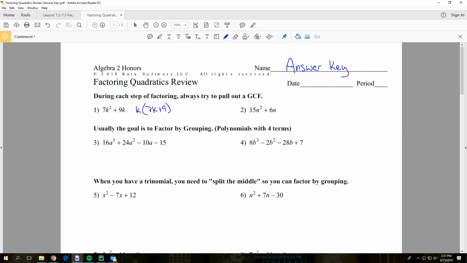I've talked about this before, but when we pull out a greatest common factor, it is the opposite of distribution. We just pulled that K out of each one of these terms. If you want to check your work, you would distribute the K back in, and you should end up back at the original expression. So let's go on to the next one. In number 2, we can pull out a 3n, and we're left with 5n plus 2. Pretty much all throughout factoring, like I said, you're going to be looking for GCFs.